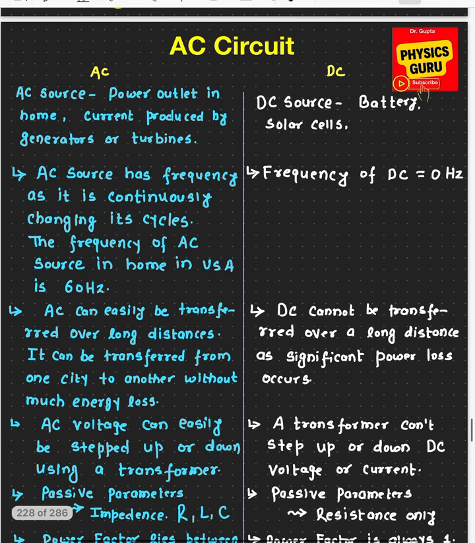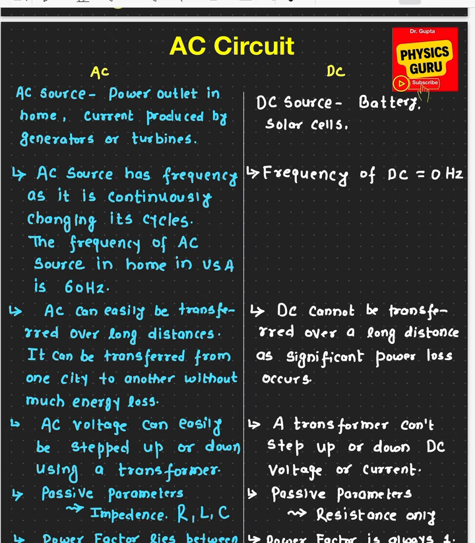Now, what are the sources of alternating current? You might have seen the power outlet in your home, that is the AC source. The generator and the turbines are the source of AC power, while the DC source is the battery and the solar cells. Anything that is rotating continuously will always give you AC power.